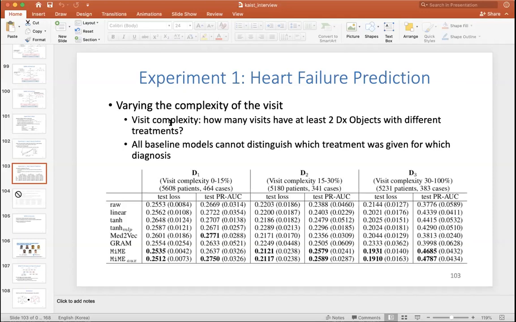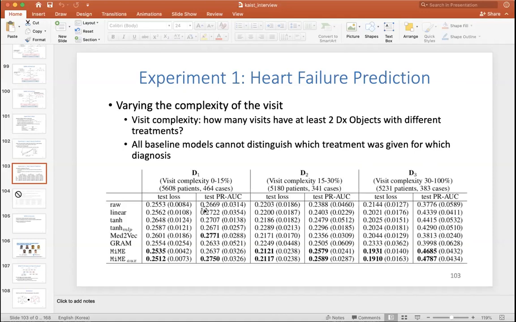So in order for the model to be confused when flattening the structure, it needs to be the other way around. There need to be a lot of diagnosis codes and a small number of treatment codes. Then if you just flatten the structure, you don't know which led to which. So visit complexity is basically a proxy for measuring that. D3 is the most complex, D1 is the most simple.